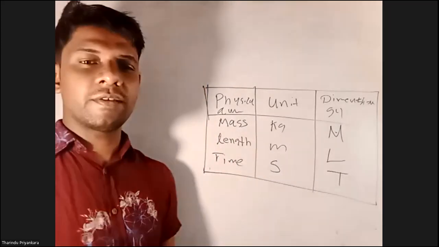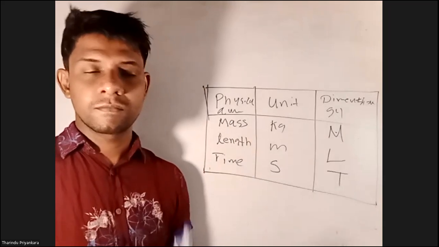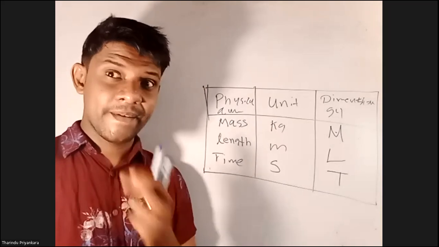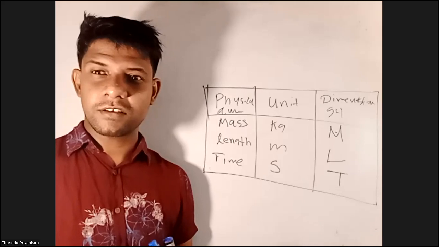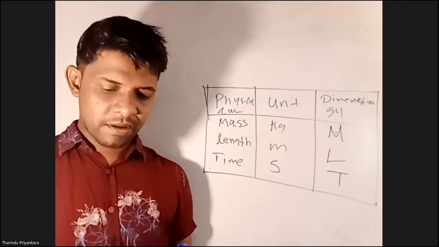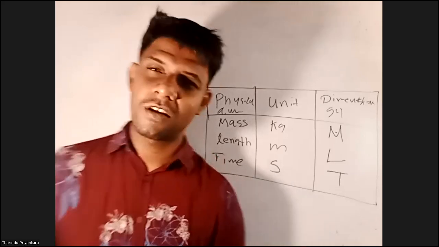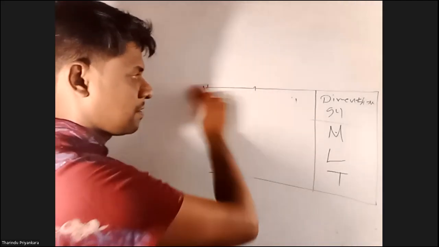Now write this in a new line. Write this. The construction of dimensional equations to find out the dimensions of physical quantities. Right, physical quantity. Have a look at.